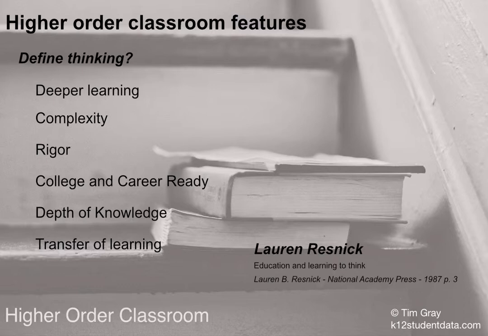With the movement to Common Core and variations of that standard set, we've moved back to defining thinking and higher order thinking in the classroom with more certainty or uncertainty at times. We've had terms: deeper learning, complexity, rigor, college and career ready, depth of knowledge, and transfer of learning. It's very hard to define what higher order thinking is in a classroom. It's much easier to look at the characteristics of a classroom that includes higher order thinking.